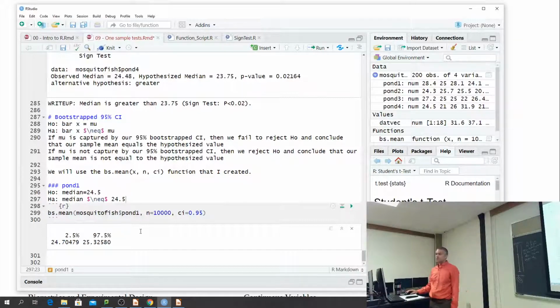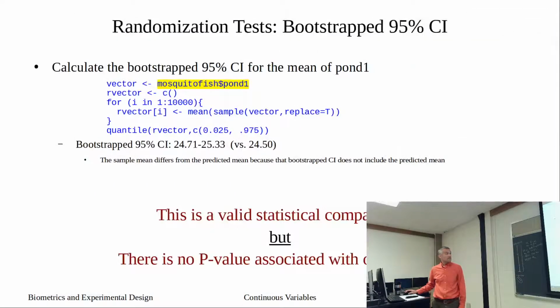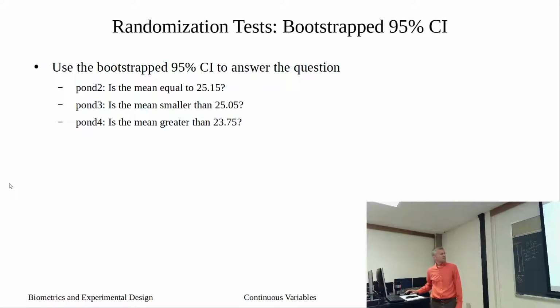So go ahead and do pond 2, 3, and 4 with our bootstrap confidence intervals. Those are the means that we're testing against. And just see, do our bootstrap confidence intervals lead us to the same conclusion as our t-test?